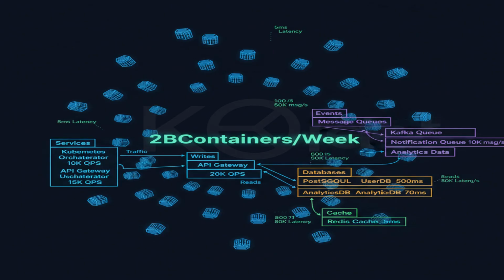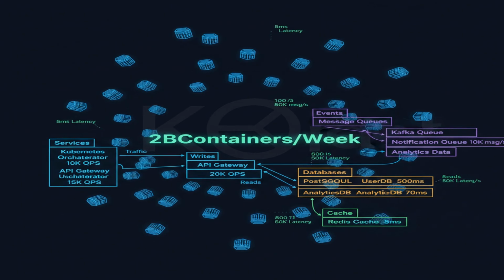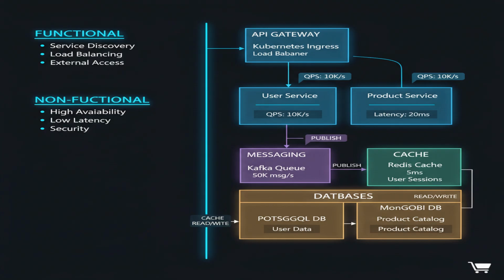Remember that 2 billion number? We'll see why it matters when we discuss scaling and reliability. Let's clarify the scope. We need to design a networking solution for a microservices application deployed on Kubernetes. Functional requirements include service discovery, load balancing, and external access. Non-functional requirements are high availability, low latency, and security.